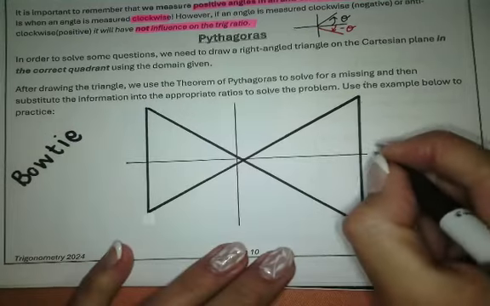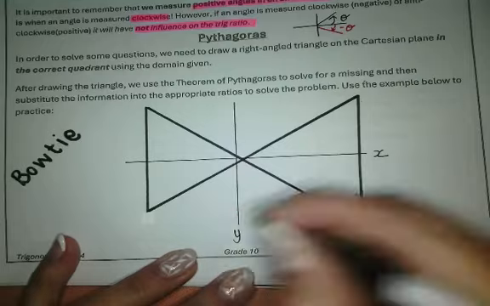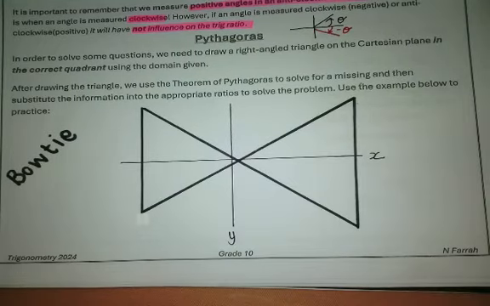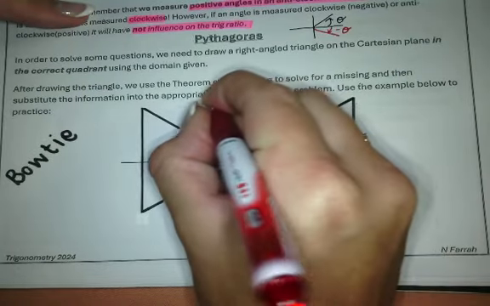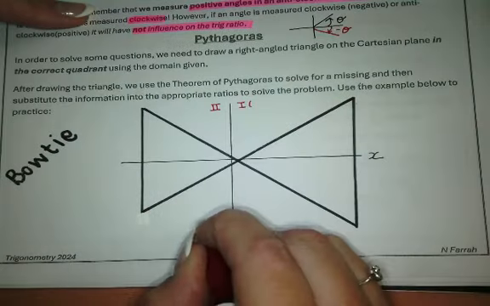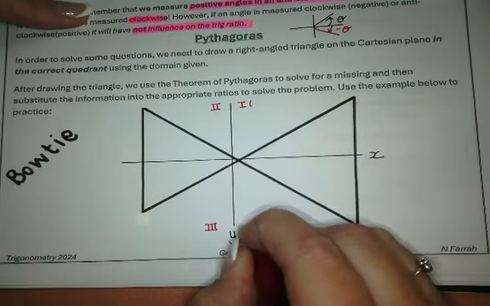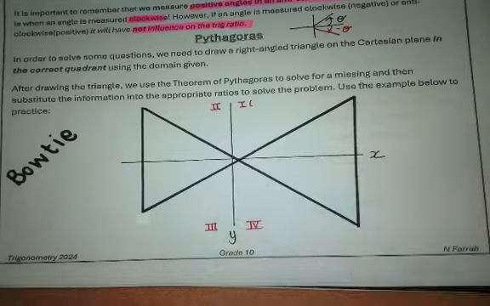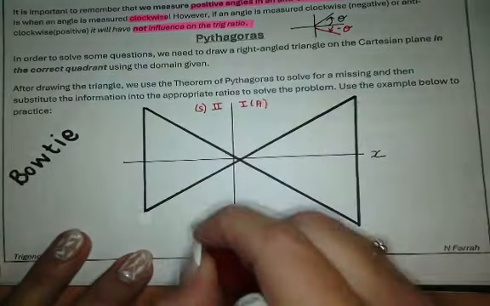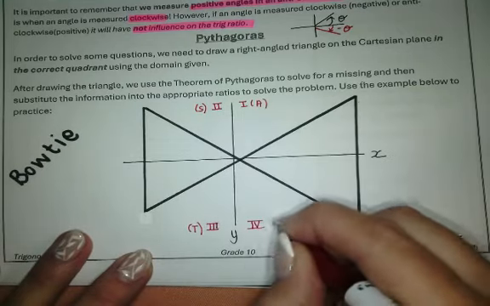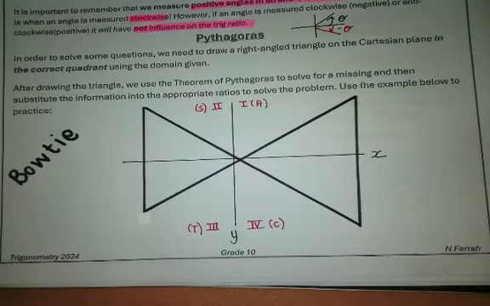Okay, everything else remains the same. Your x-axis stays the same. Your y-axis stays the same. Okay? This is still the first quadrant, the second quadrant, the third quadrant, and the fourth quadrant. Everything stays the same. And you know in the first quadrant all are positive, only sin is positive, only tan is positive, and only cos is positive. Okay, so everything stays the same.